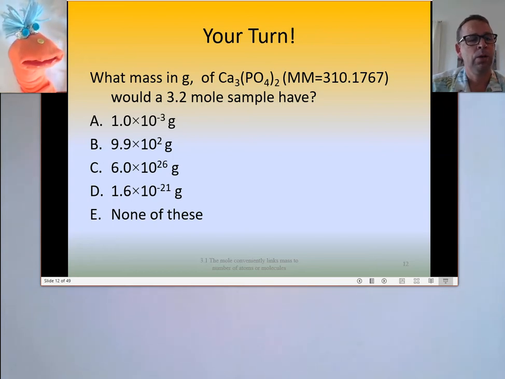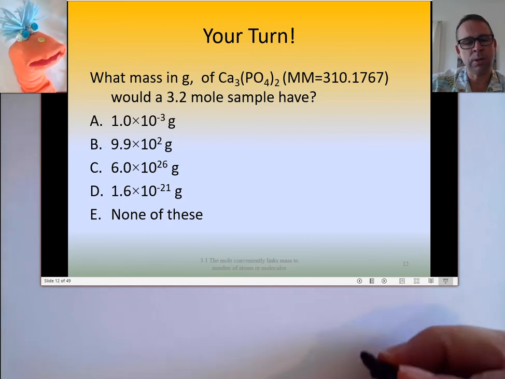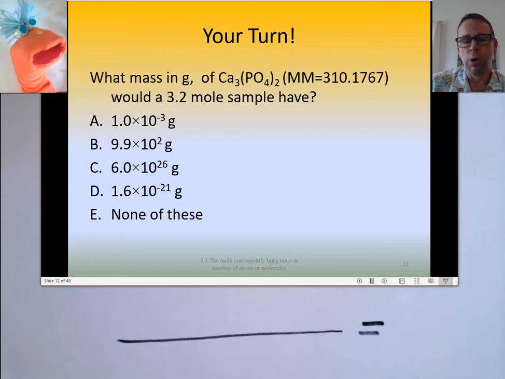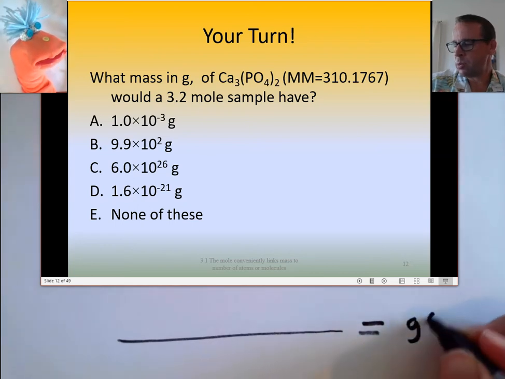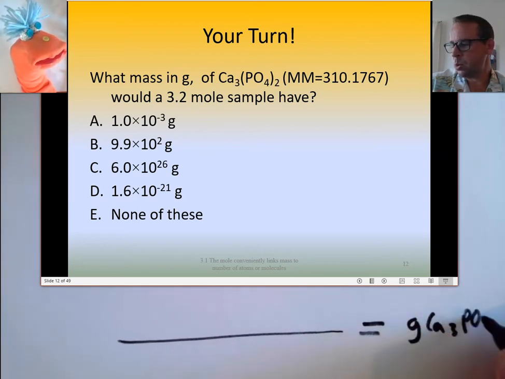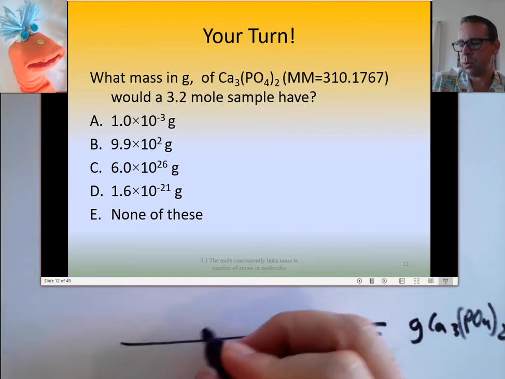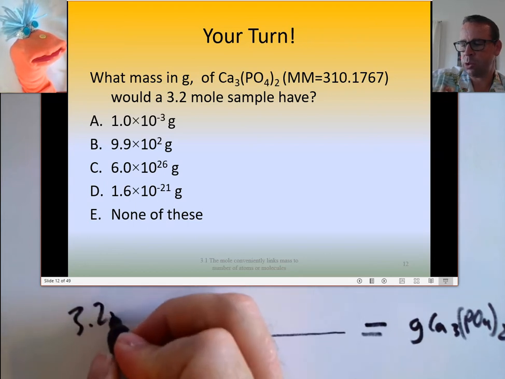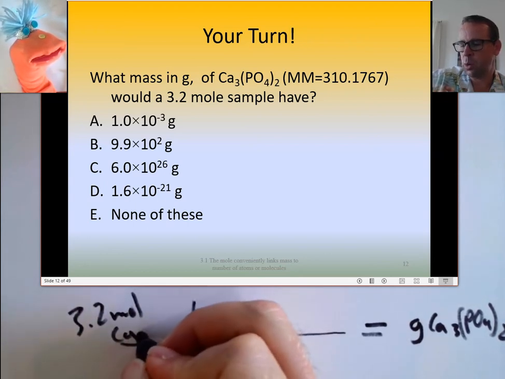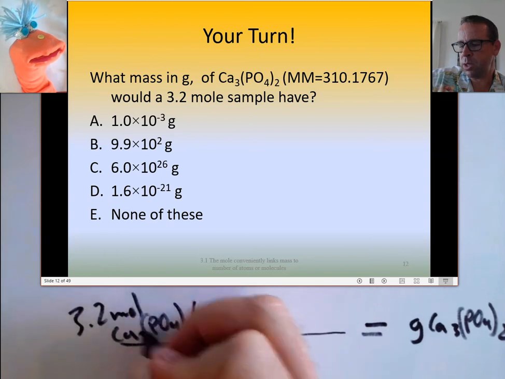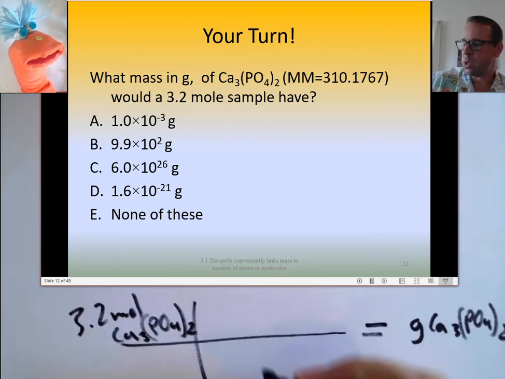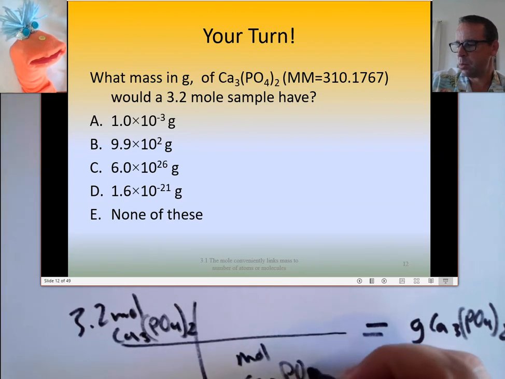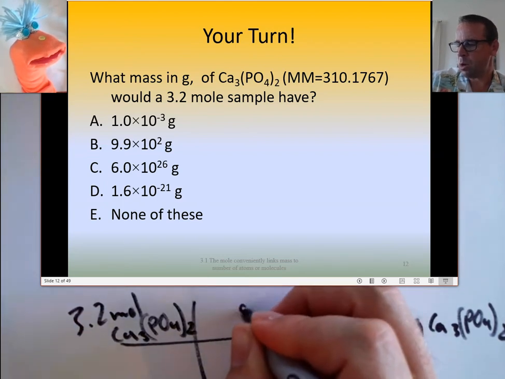Go for it, Fred. Write an equal sign. What goes to the right of the equal sign? Grams of calcium phosphate, Ca3(PO4)2. And you have 3.2 moles to the top left. 3.2 moles. And the more specific you are, the easier it is to not get lost. So now I'm going to go from moles of calcium phosphate to grams.